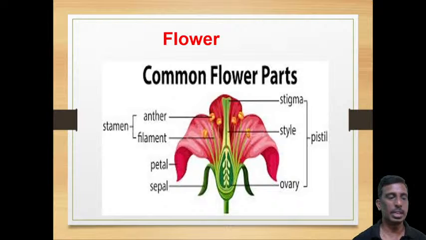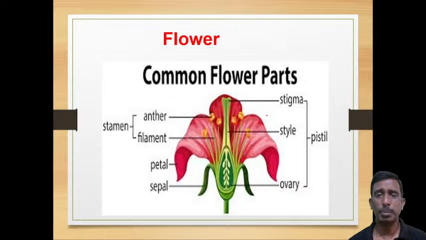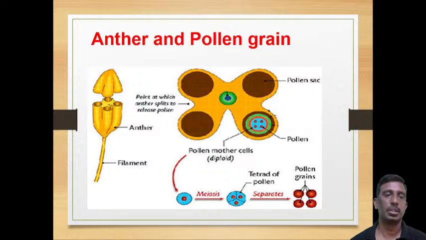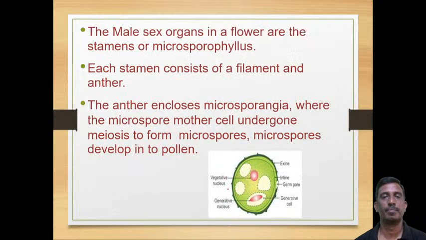So what you are seeing is a flower, where there are parts like sepals, petals, stamens, carpels. This is anther. Anther lobes. Inside anther lobes there are pollen sacs. Inside pollen sacs, pollen mother cells which will form pollen by meiosis. The stamen consists of filament and anther. So inside the anther, microspore mother cells are present, which produce microspores, later on pollen.